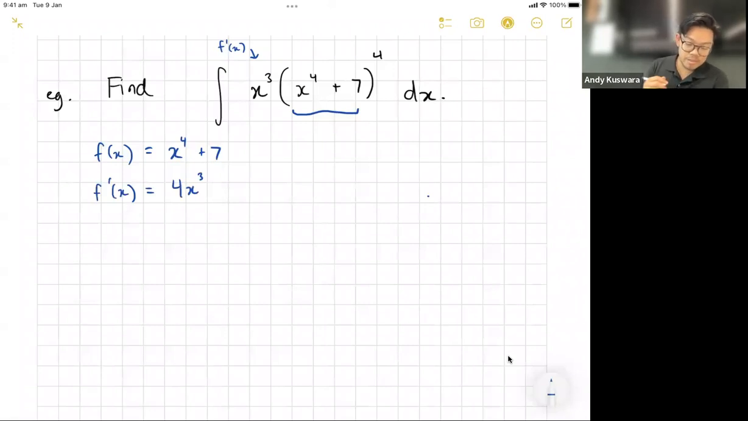Now, if I was to continue on here, I know that it's going to look a little bit like this. Let me rewrite it a little bit. I'm going to rewrite that as, it's the same thing as integrating x to the 4.